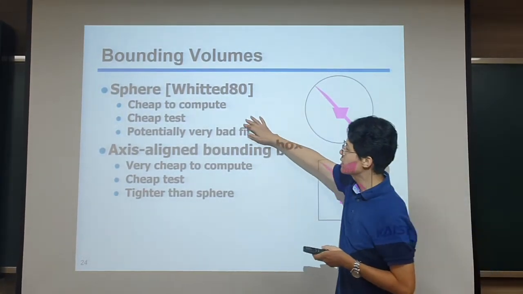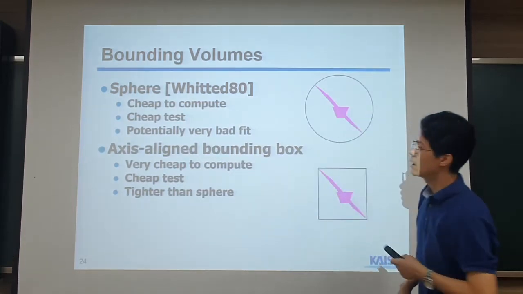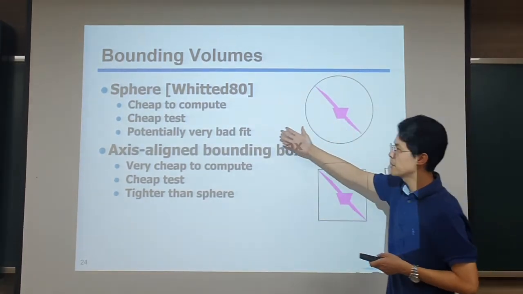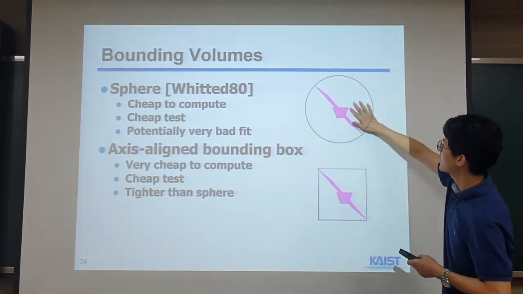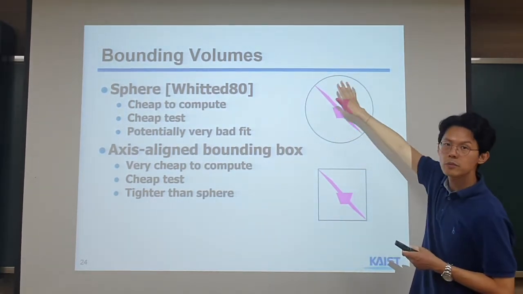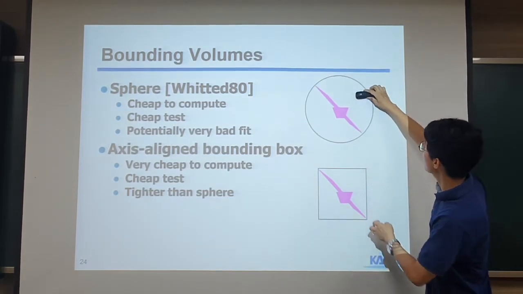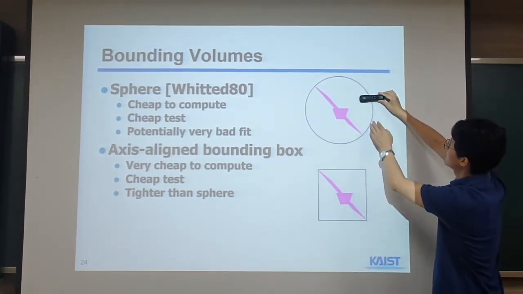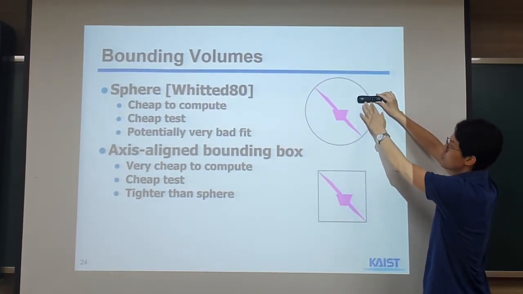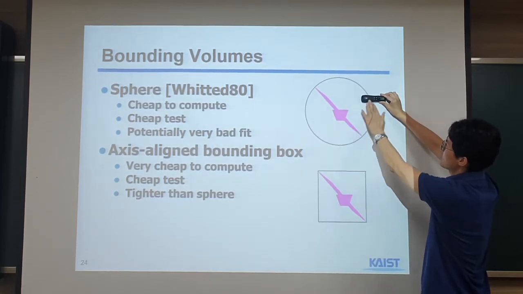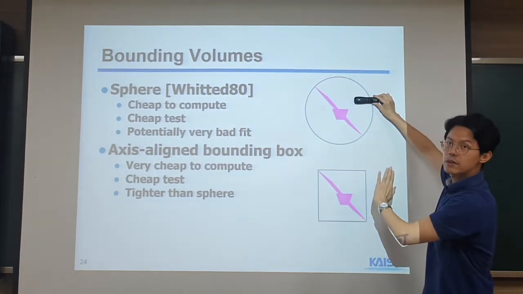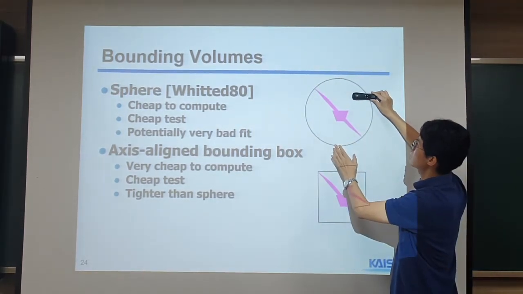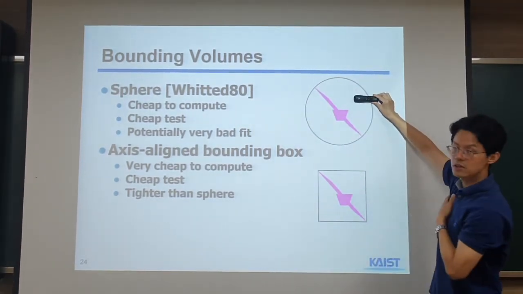So in other words, that's why it's a cheap test. But it also has an issue: it can potentially be a very bad fit. In other words, we use a sphere, but it's a very conservative bounding volume, right? In this case, say this object is located there, we know that between this object and that object we don't have any collision, right? But somehow this bounding volume fits very loosely. When you check the collision between this sphere and this object, it reports a collision, right?